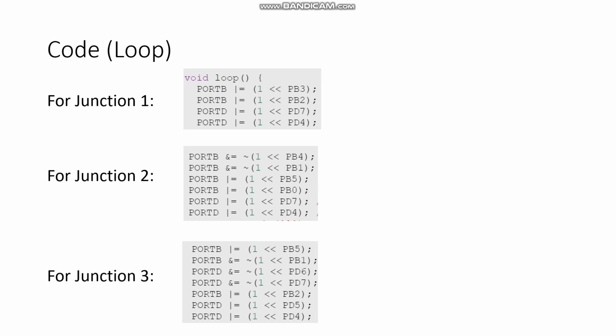In junction 1, the first line of code is used to turn on the green LED. The second line is used to turn on the red LED for junction 2. The third line of code is used to turn on the red LED for junction 3. And the fourth line is used to turn on the red LED for junction 4.